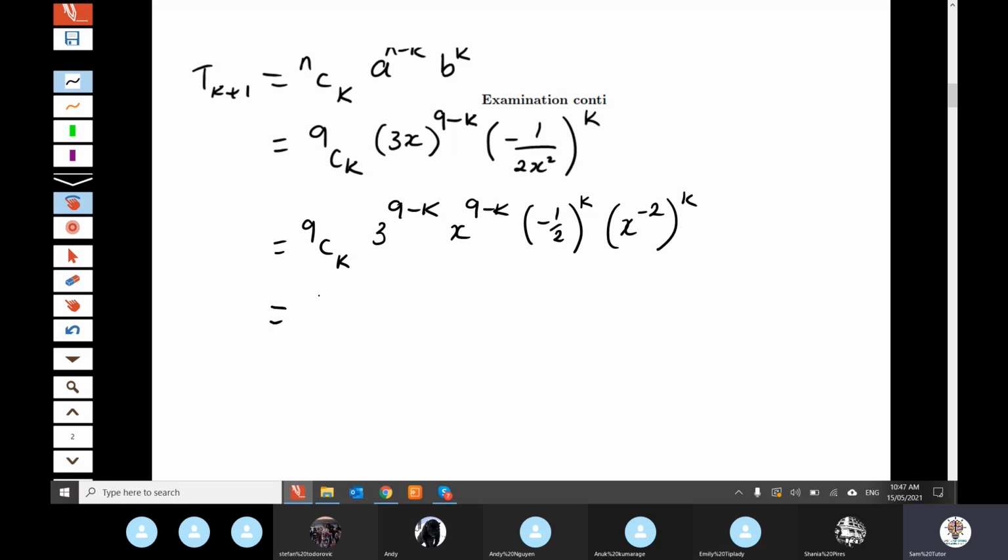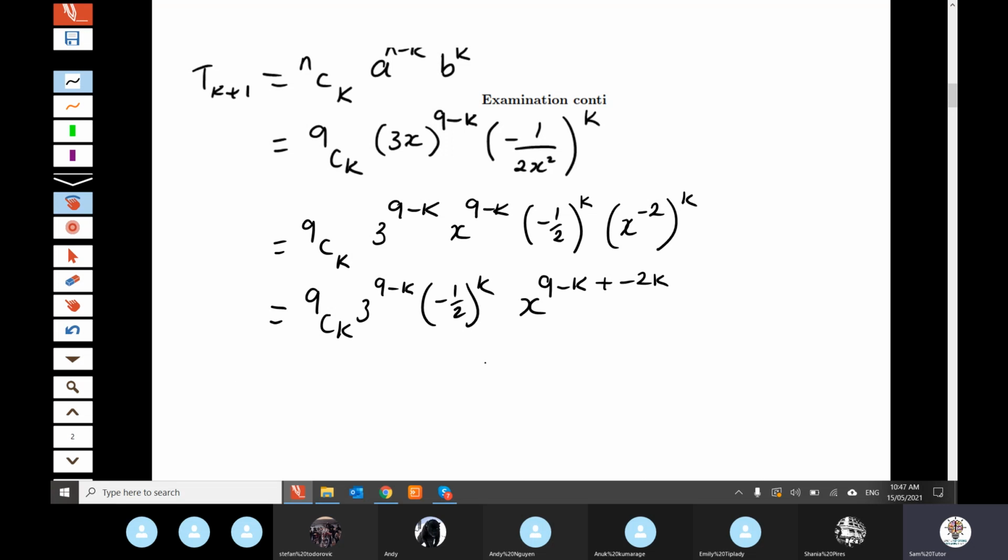So now we're going to put it all together. So it's going to look like this. 9ck, 3 to the 9 minus k, negative half to the k. So I just grouped all the constants together. And then x to the power of, what do we do when we multiply x's that are the same? We add the indices. So that should be 9 minus k plus negative 2k. Right there, negative 2k. Are we happy with that? We're almost there.